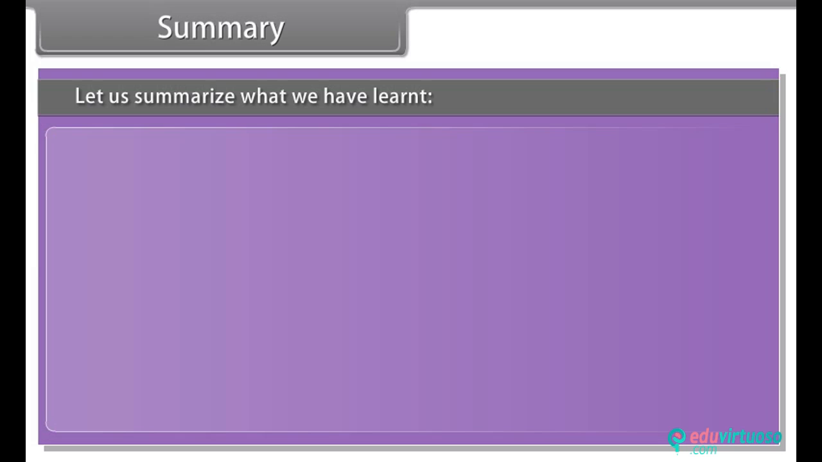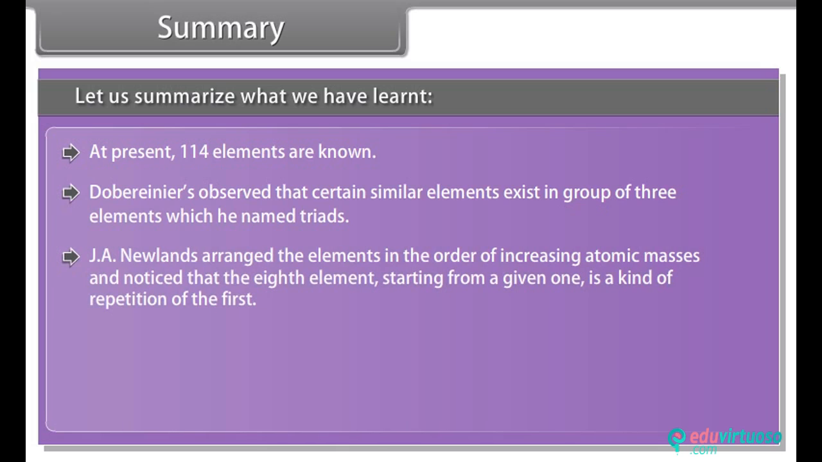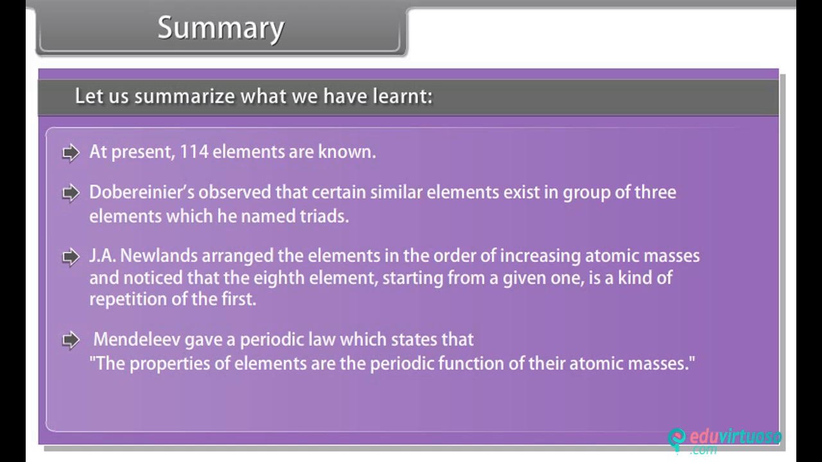Summary. Let us summarize what we have learned. At present, 114 elements are known. Döbereiner observed that certain similar elements exist in groups of 3 elements, which he named triads. J. A. Newlands arranged the elements in the order of increasing atomic masses and noticed that the 8th element starting from a given one is a kind of repetition of the first. Mendeleev gave a periodic law which states that the properties of elements are the periodic function of their atomic masses.